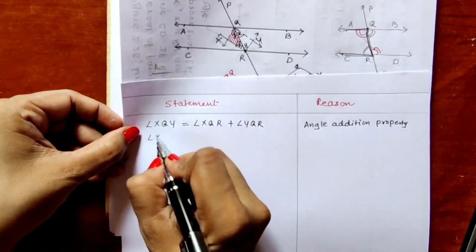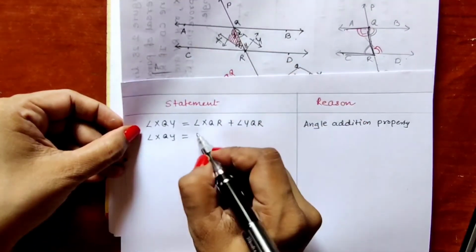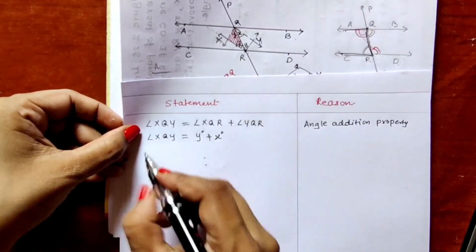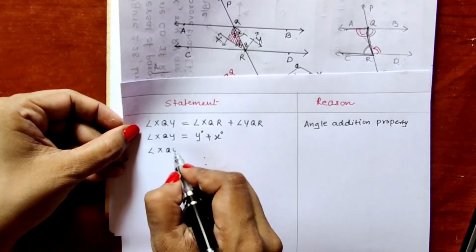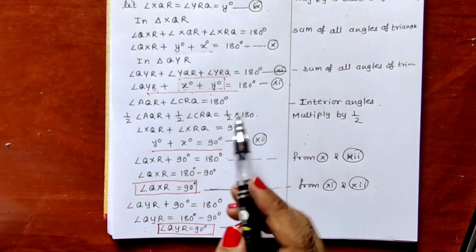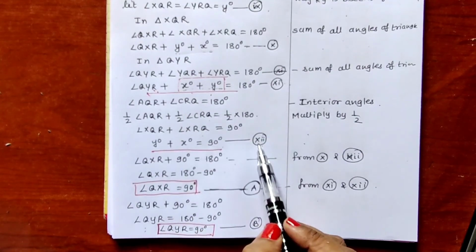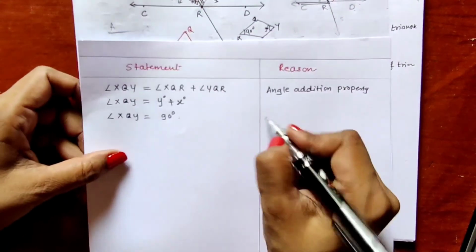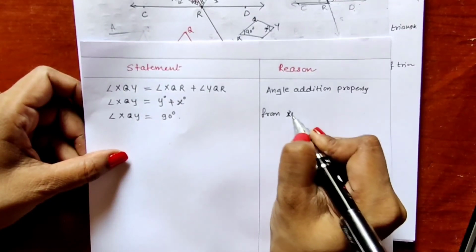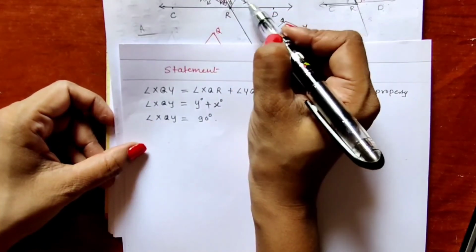So angle XQY is equal to XQR, which is Y, plus YQR, which is X. Y plus X degree, just now we have proved, is equal to 90. Correct? This we have proved, 90 degree. Y plus X is equal to 90 degree. This we have proved in 12. So angle XQY we have got 90 degree.